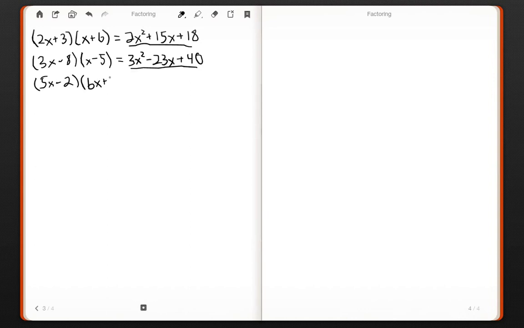All right, so now we have coefficients in front of both x's. So it's going to be a little trickier. 5x times 6x is 30x squared. 5x times 4 is 20x plus negative 2 times 6x. That's negative 12x. So we have 20x plus negative 12x. That will be plus 8x. Negative 2 times 4 is negative 8.